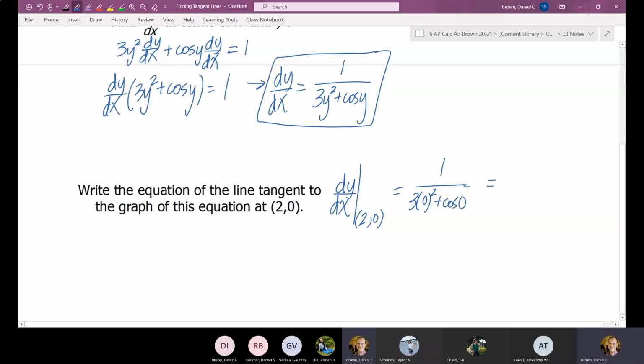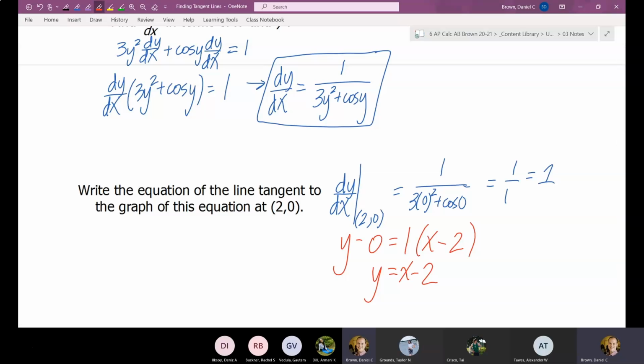3 times 0 is 0. The cosine of 0 is 1. This one works out pretty nicely, and your slope is 1. So then writing the tangent line, I have y minus the y coordinate is equal to the slope times x minus the x coordinate. You can leave it like that, or simplifying that becomes y is equal to x minus 2. So again, I do like implicit differentiation because it does force you to review a lot of stuff that we've done, like tangent lines, intervals of increasing and decreasing, extrema, and all of that.